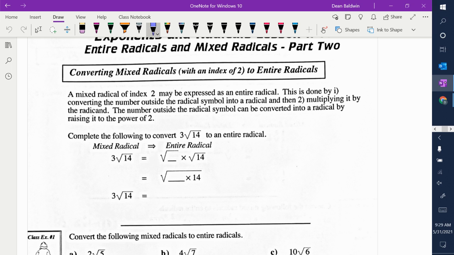So for example, the index number here is 2. That means if I'm going to put the 3 inside, I'm putting 2 3s, like 3 times 3, which is 9. And then 9 times 14 is root 126. So the index number tells you. You can either write it out like 3 times 3, or you could write it like 3 to the power of 2, which is the same thing.